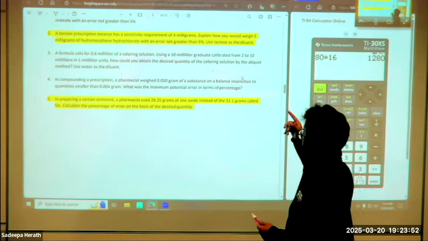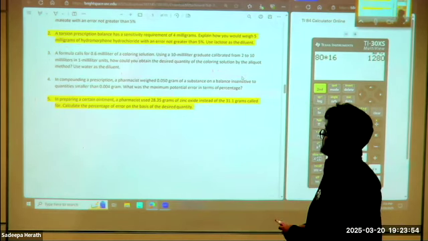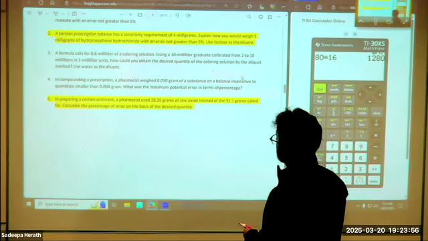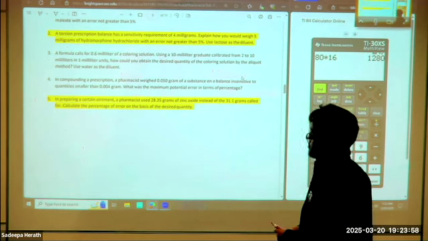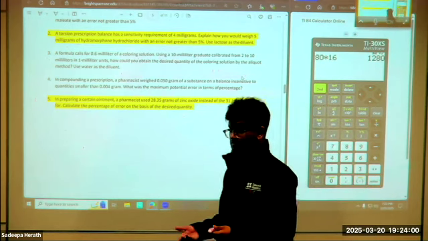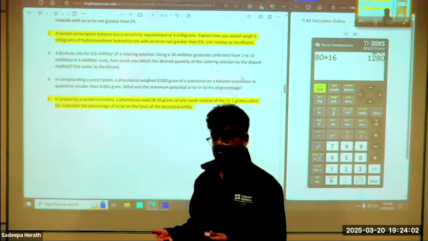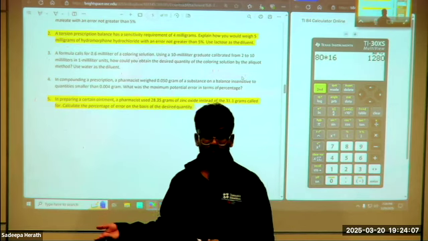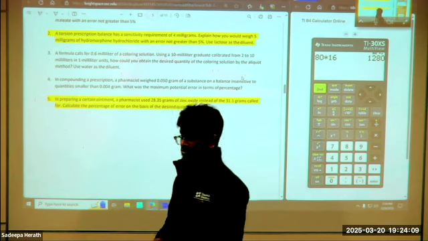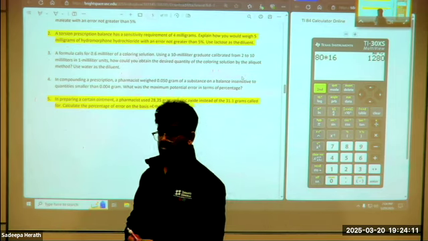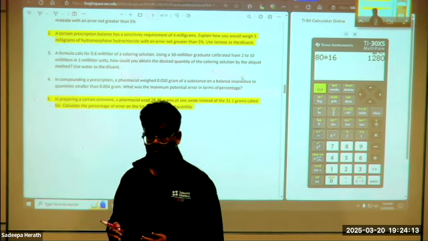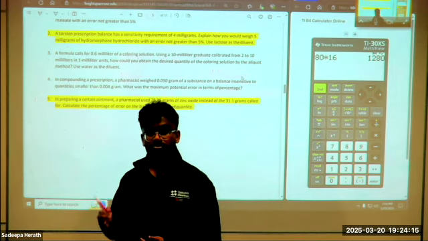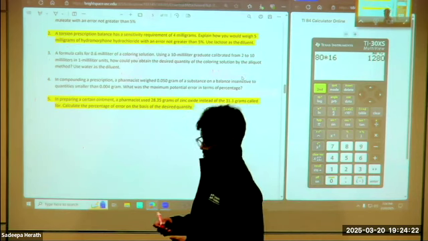So the question goes, explain how you would weigh 5 milligrams of hydromorphone hydrochloride with an error not greater than 5%. So within a balance, even if you are a little bit above 4 milligrams, there might be some inaccuracy, and we'll see that later with percentage error. What does that mean, right? We want to find a way where we can get enough of a drug where there is less than or equal to 5% error. And so how do we do that, right?